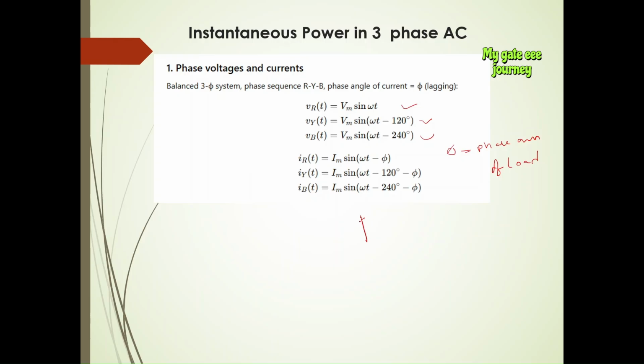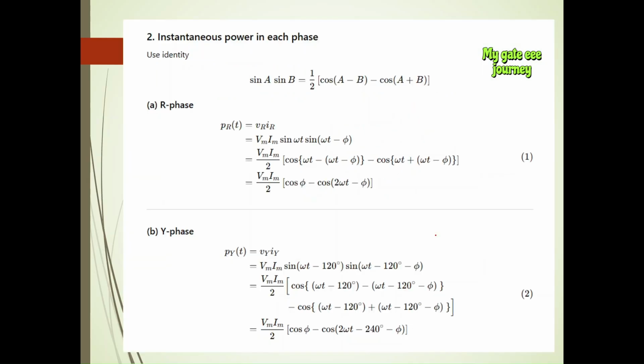We know here we have taken RYB sequence, and their balanced angle is 120 degrees apart. And our sequence of rotation is clockwise, like this. Now let us calculate power in three phase. First we have to calculate power in each phase, then we have to add the entire power.